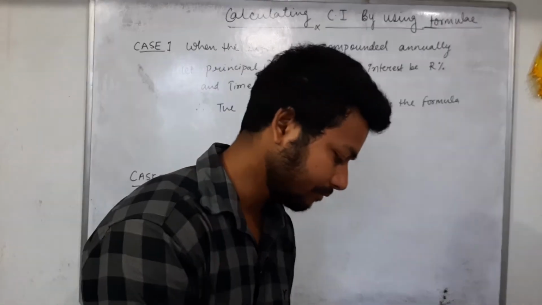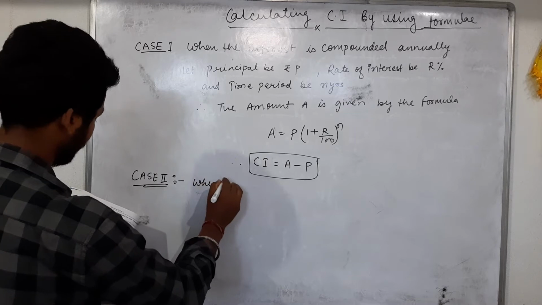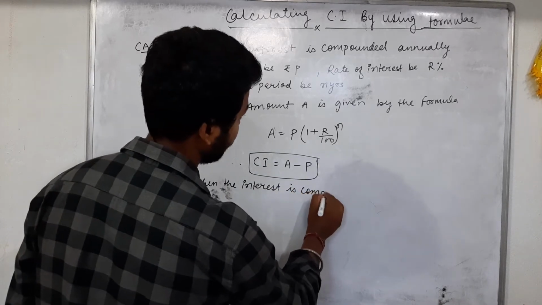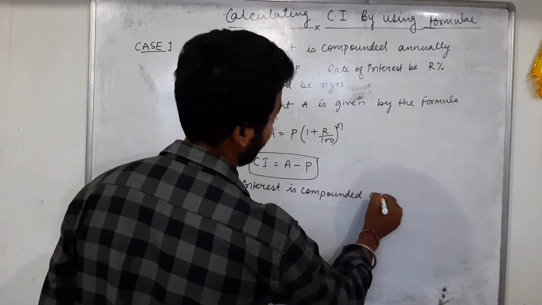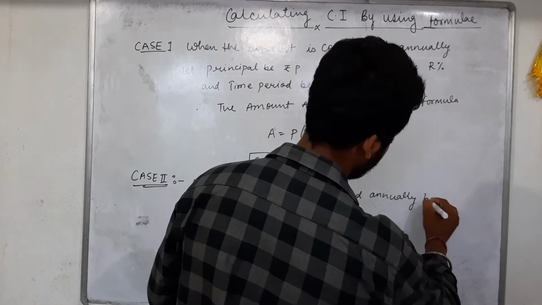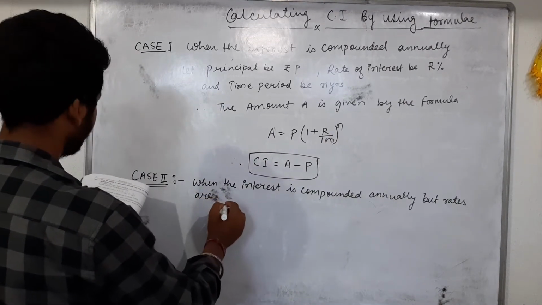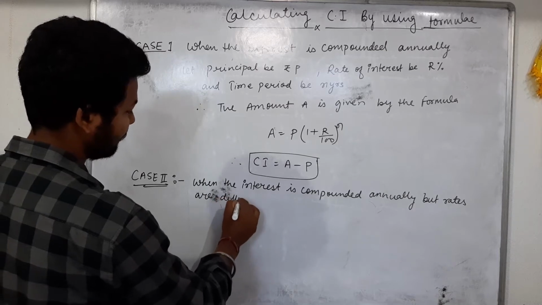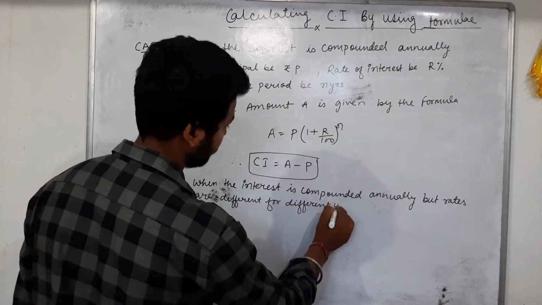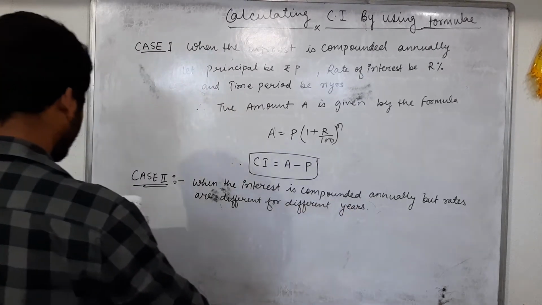The second case is when the interest is compounded annually, but rates are different for different years, then there will be change in the formula.